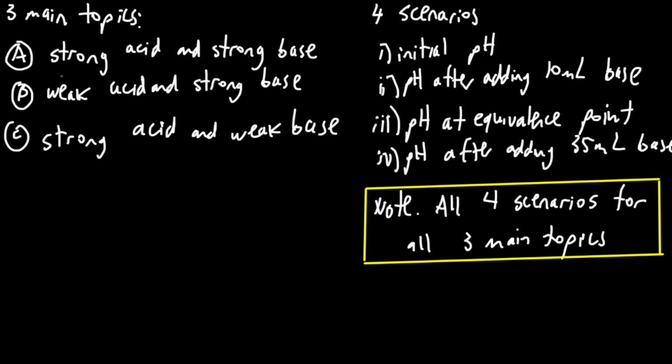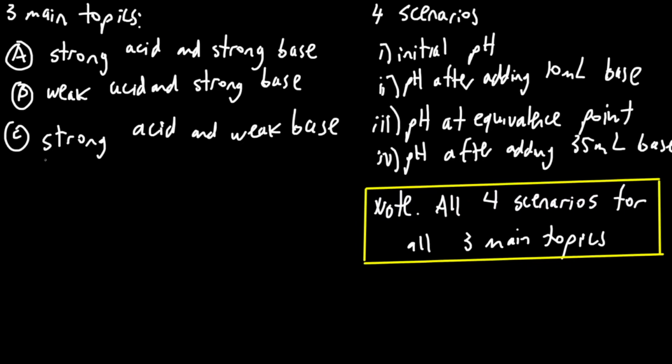Hello everyone. So today we will be covering how to calculate pH when you have A, a strong acid and a strong base, B, when you have a weak acid and a strong base, and C, when you have a strong acid and weak base. Now it's important to note that there are 4 scenarios that can happen in each of these topics.